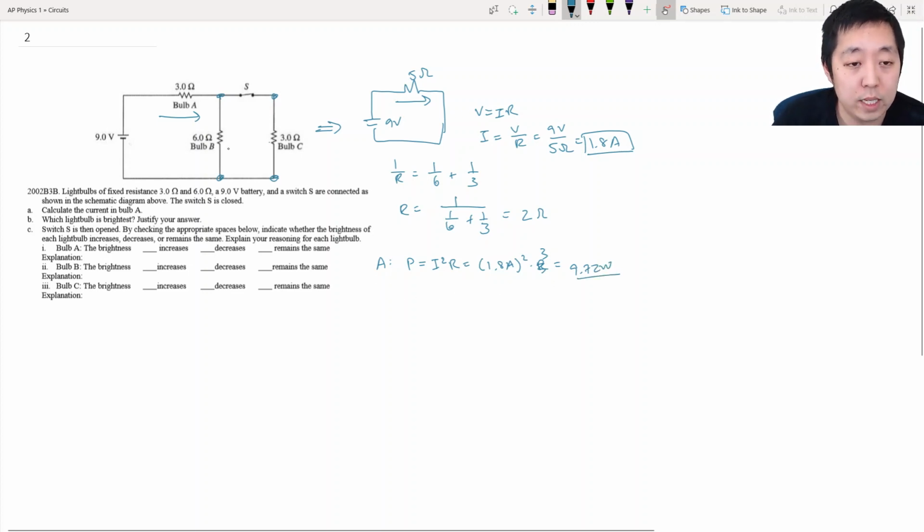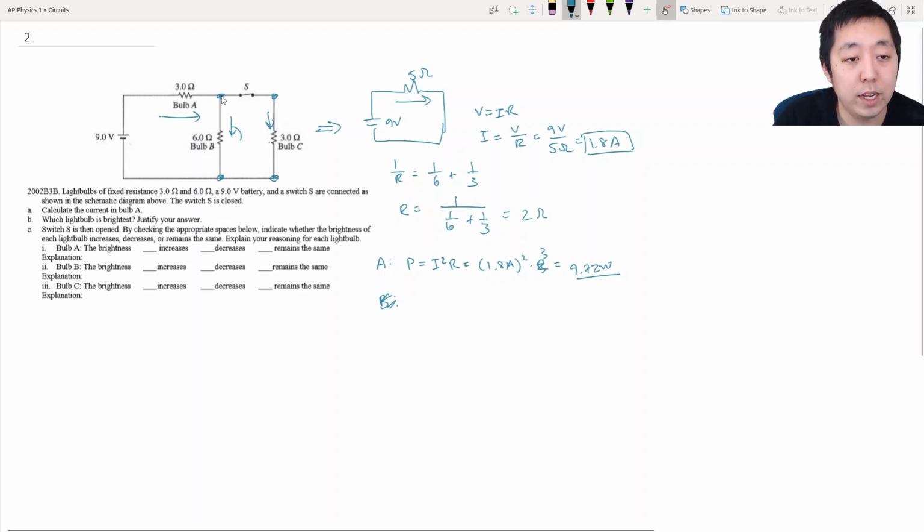Okay, so for bulb B, the problem with B and C is this current splits between these two paths. So it's not 1.8 amps through these. The total of these is 1.8 amps, but I need to know specifically the current through each of the bulbs in order to calculate their power. So I don't necessarily want to use current. For B, for example, one way you could do is I could find the voltage. Okay, that could be helpful.